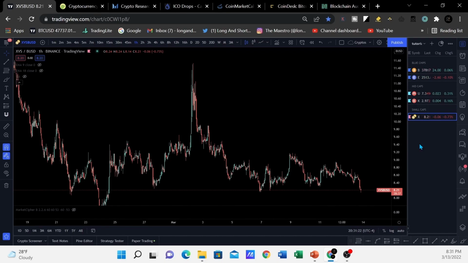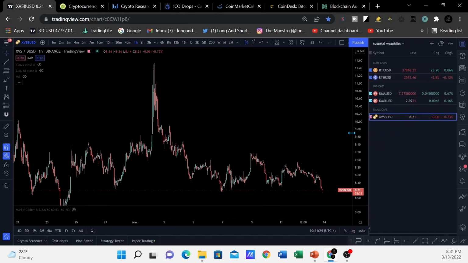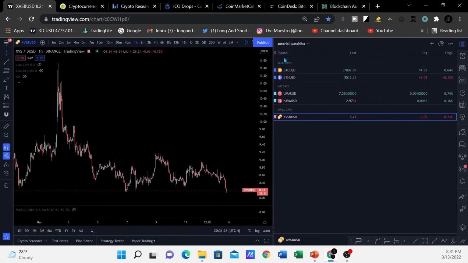So hopefully you guys are starting to see what we're getting here. We have a watch list full of different cryptos, and eventually you'll have tons more of these, and your sections will really start to fill up. But what we did was we sectioned them off. We have all of the blue chip things that we're watching. We have all of the mid caps that we're watching, all of the small caps that we're watching.